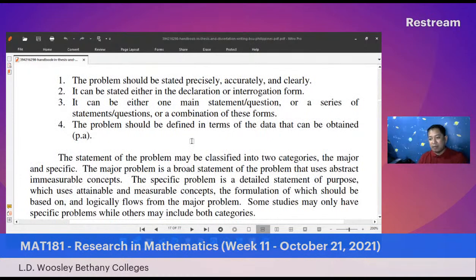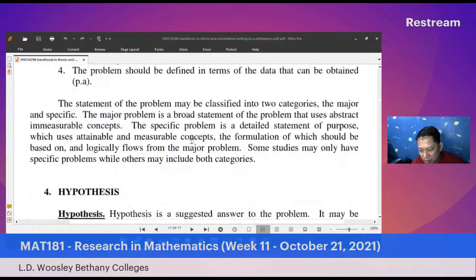The statement of the problem may be classified into two categories, major and specific. The major problem is the broad statement of the problem that uses abstract, immeasurable concepts, but this needs to be broken down into pieces that are measurable, attainable. So specific problems are detailed statements of purpose which use attainable, measurable concepts, the formulation of which should be based on a logical flow from the major problem or the general problem. Some studies may only have specific problems while others have both categories.